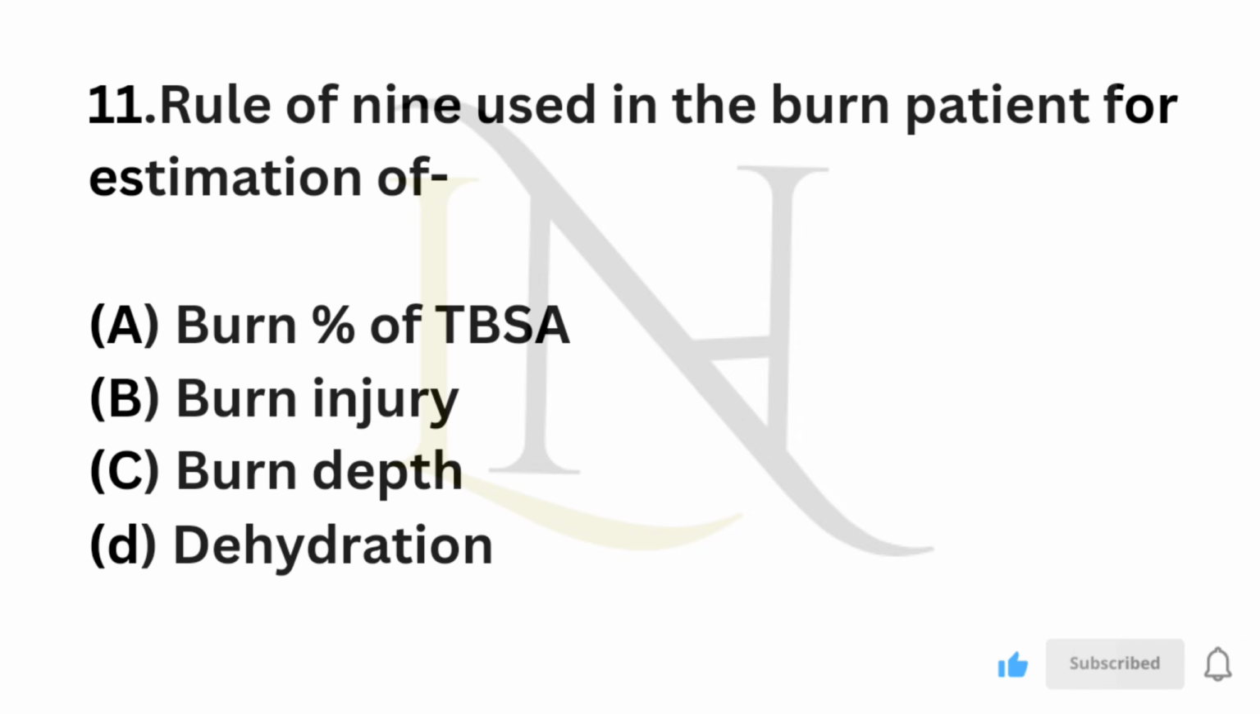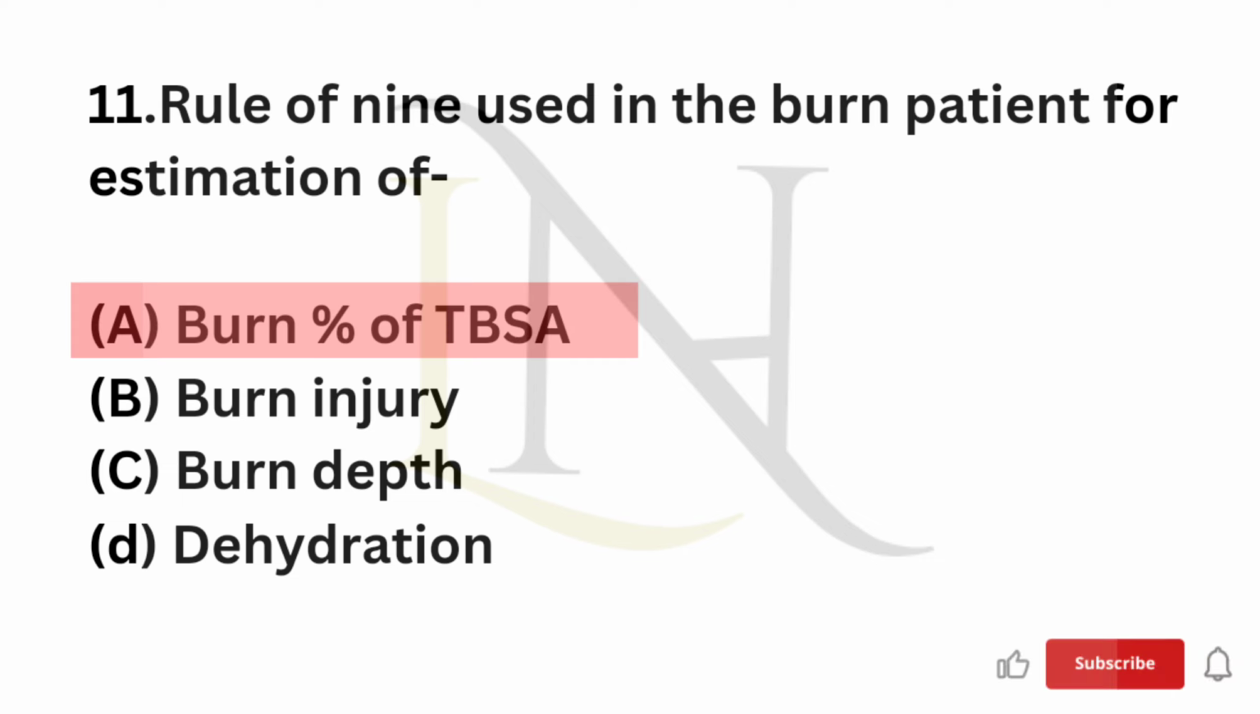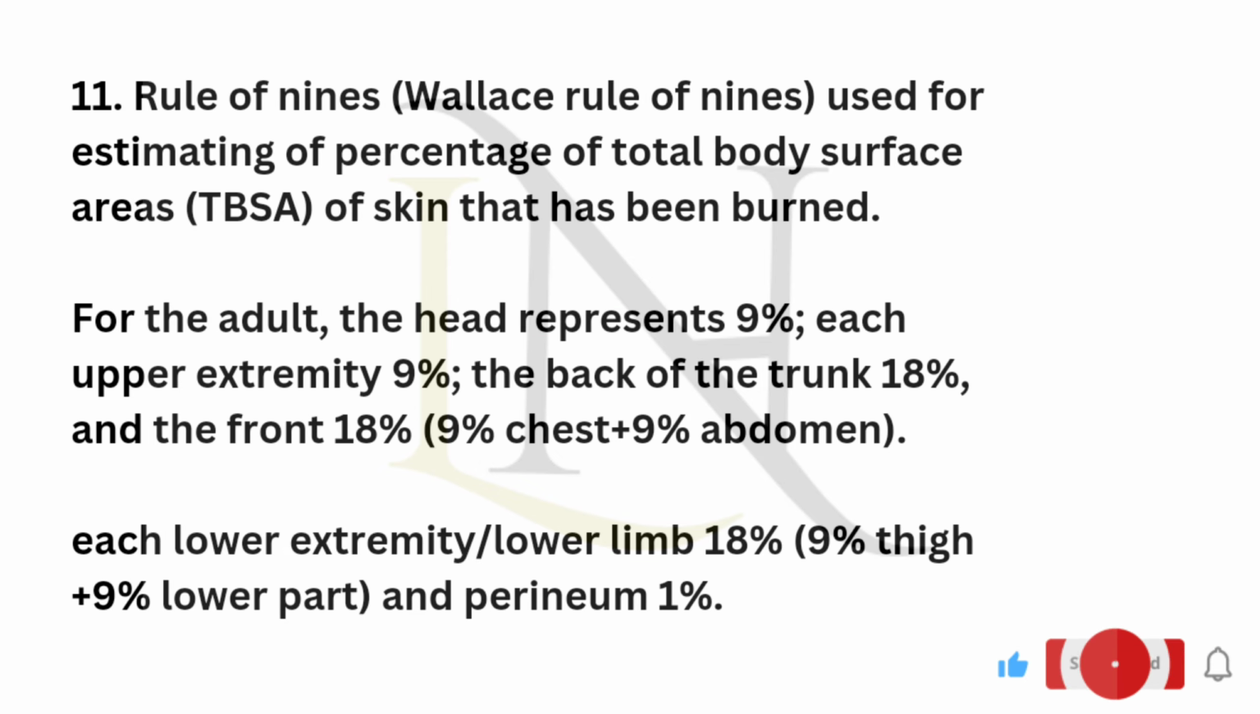Next MCQ. Rule of 9 used in the burn patient for estimation of option A, burns percentage of total body surface area. Option B, burn injury. Option C, burn depth. Option D, dehydration. Correct answer: option A, burn percentage of total body surface area. And rule of 9 is used for estimation of percentage of total body surface area of skin that has been burned.